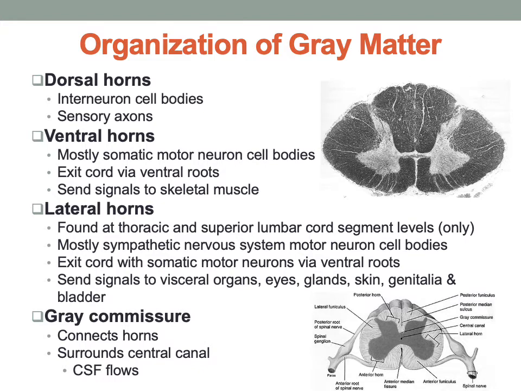The gray commissure is like an isthmus that connects the horns on each side of the cord. It surrounds the central canal, and within the central canal flows cerebrospinal fluid.